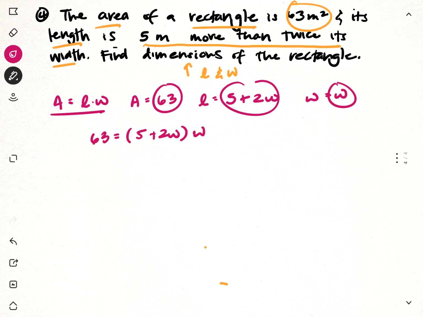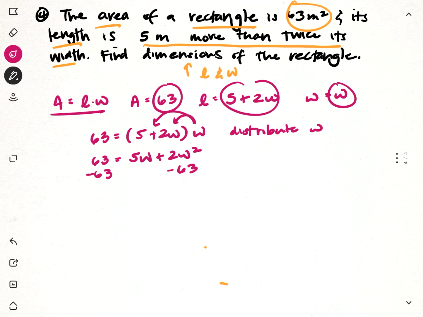Now, this should look a little bit familiar, but if not, what we're going to do is distribute our W. So then we get 63 equals 5W plus 2W squared. Now this kind of looks like a quadratic function, right? It's just got to be equal to 0.